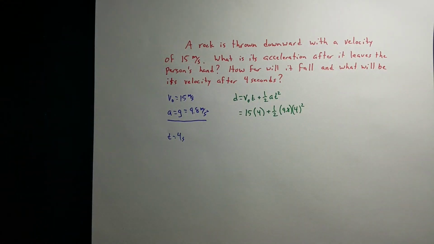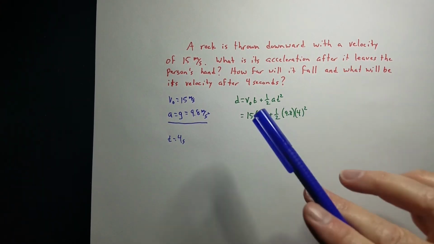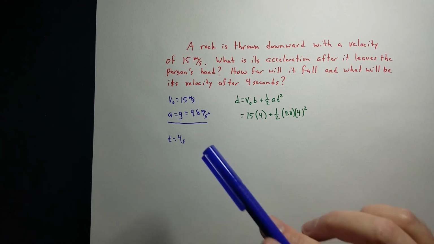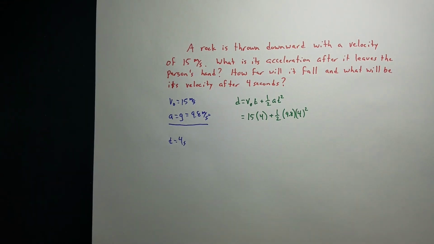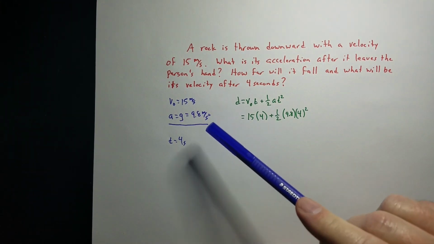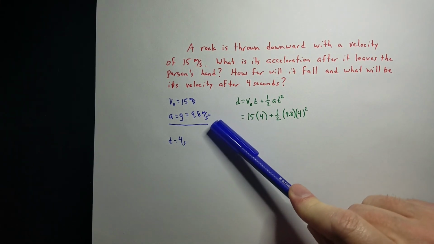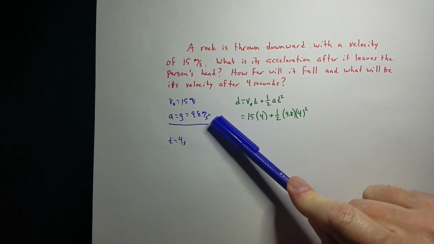All right, so let's check one more problem. I've already got this one started. A rock is thrown downward, so it's thrown down. So everything's going the same direction. Velocity is down, acceleration is down. At 15 meters per second, we've got acceleration due to gravity and a time of 4 seconds. So what it asks first is, what's this acceleration right after it leaves a person's hand? Well, it's 9.8 meters per second squared. Anything falling, no matter how it got going, is going to accelerate down towards the center of the Earth at 9.8 meters per second squared.